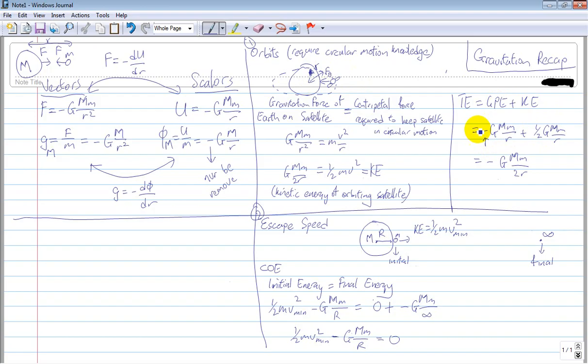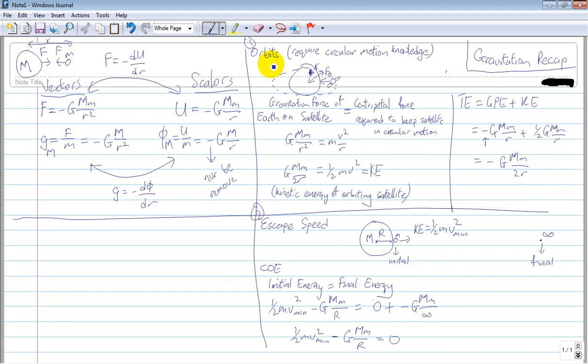So we already know KE to be half GMm over R. The half here actually comes from the 2 here. So when I sum this together, my total energy of an orbiting satellite will be minus GMm over 2R. So this is the total energy for an orbiting satellite.